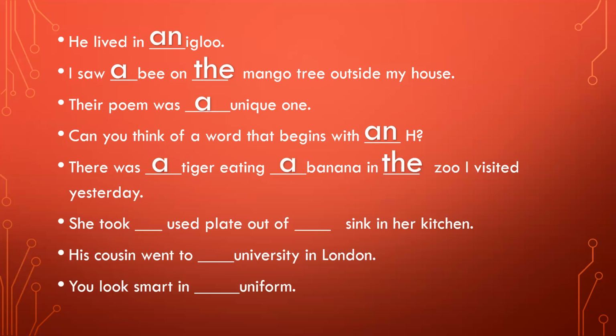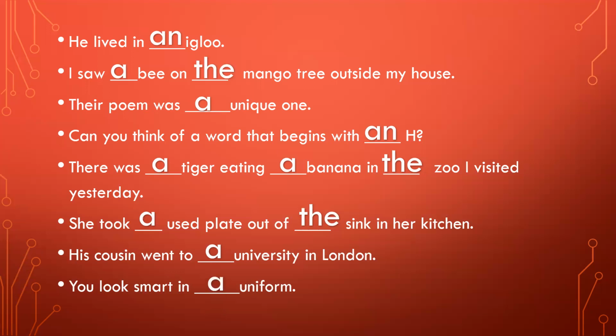What about the next sentence? She took a used plate, the Y sound again, like unique and university and uniform. I've given you so many hints. She took a used plate out of the sink in her kitchen. Why? Because one particular sink, the one in her kitchen. His cousin went to a university in London, not an. You look smart in a uniform. Again, the Y sound.